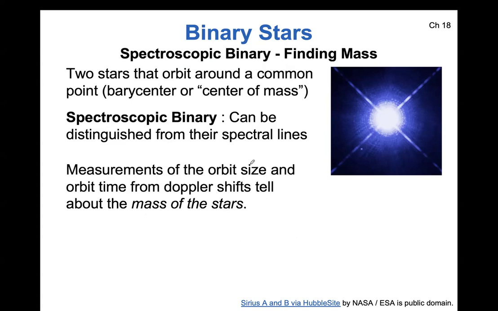So measurements of the orbit size and orbit time from the Doppler shifts tell us about the mass of the stars. We use the Doppler shift data to get two important values: the orbital size, so the radius, and the orbital time, which is the period. Okay, so why does that work? It works because of the relationship between Kepler's third law and the universal law of gravitation.